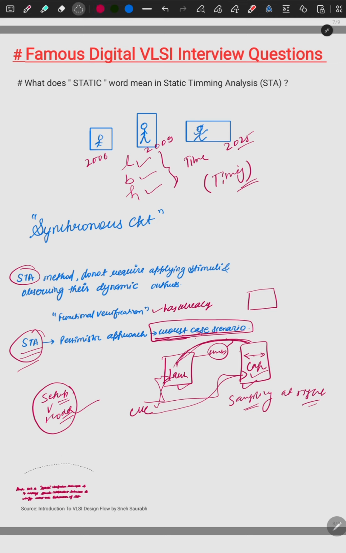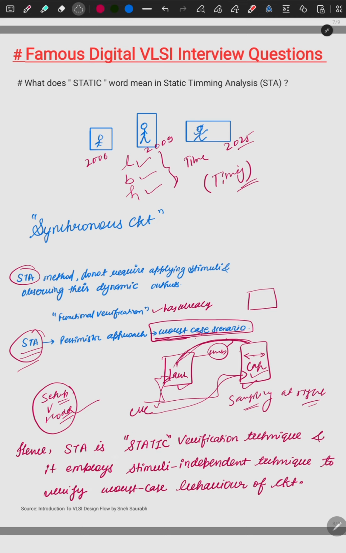To conclude my point, STA is a static verification technique. It's not dynamic, where we apply multiple inputs and check what output we get, whether it is meeting its functionality or not. It's simply a static verification technique, and it is stimuli independent. It shouldn't matter whether the input is 110 or 101 and what my output is. It is a stimuli independent technique to verify the worst case behavior of a circuit.